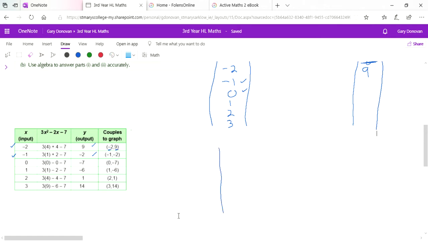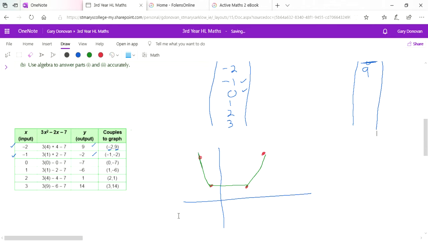Now, just a tip on plotting the graph. When you plot your graph, you're going to get points that look something like this. What you must not do is get your ruler and join this line to this line, this line to this line, and this line to this line. Because you should know that that's not what a quadratic function looks like.